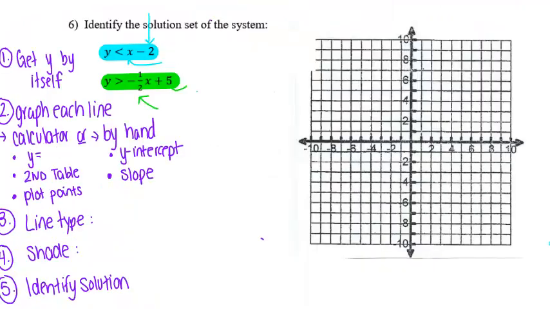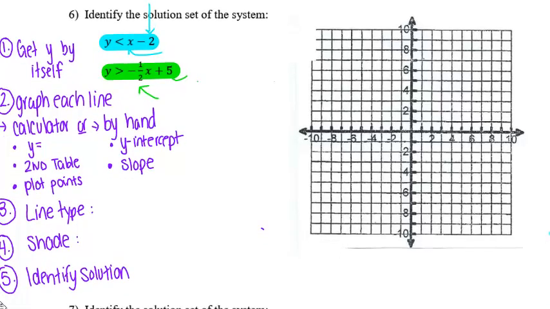So these are your steps. I know there are a lot, but copy these down too. First up, in order to graph the inequalities, y needs to be by itself. So the first one we lucked out.